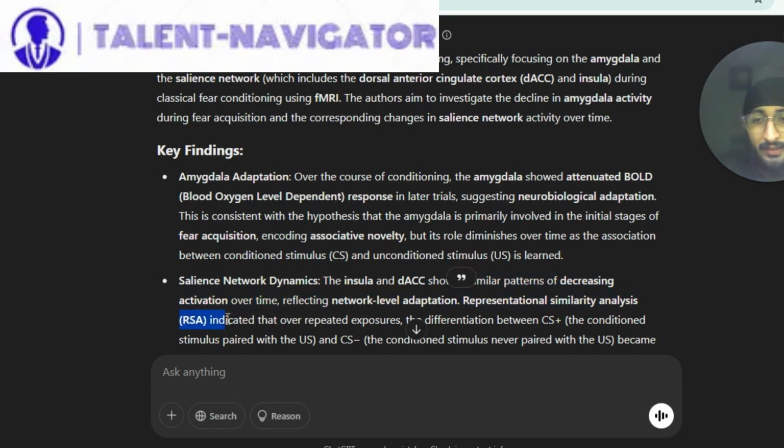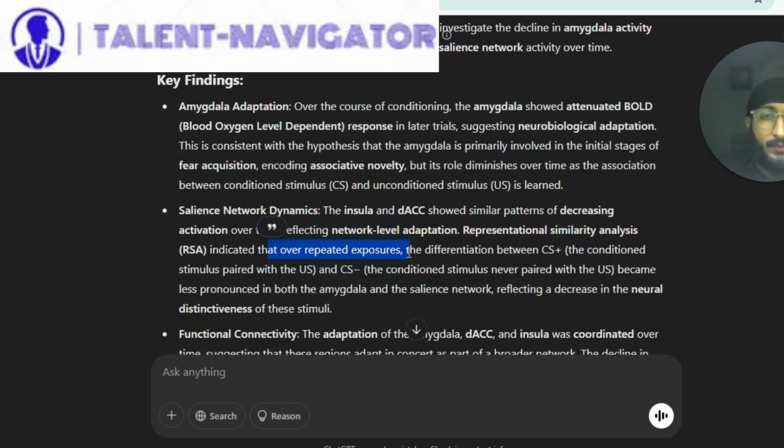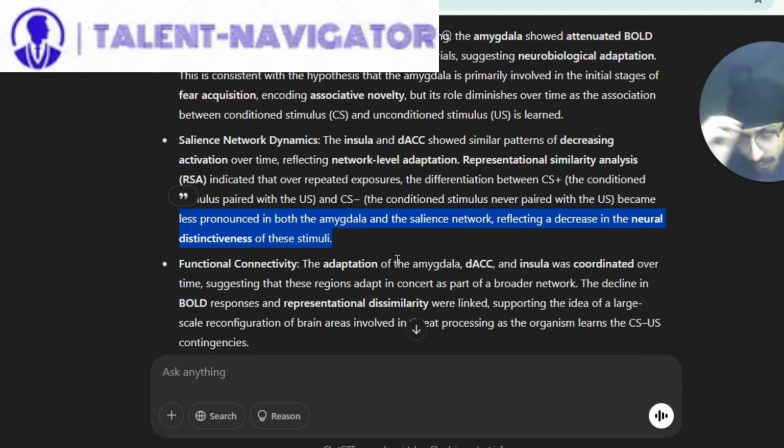Representational similarity analysis (RSA) indicated that over repeated exposures, the differentiation between CS plus, the conditioned stimulus paired with the US, and CS minus, the conditioned stimulus never paired with the US, became less pronounced in both the amygdala and the salience network, reflecting a decrease in the neural distinctiveness of these stimuli. Functional connectivity: the adaptation of the amygdala, DACC, and insula was coordinated over time, suggesting that these regions adapt in concert as part of a broader network.